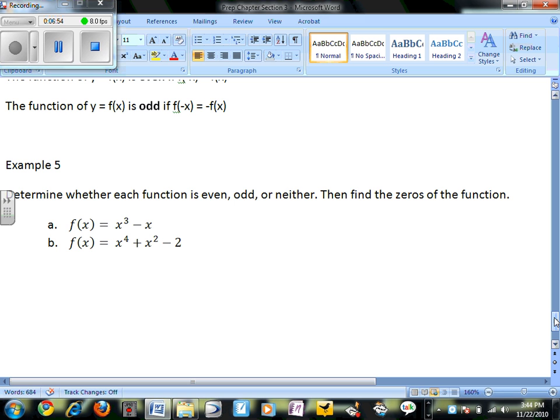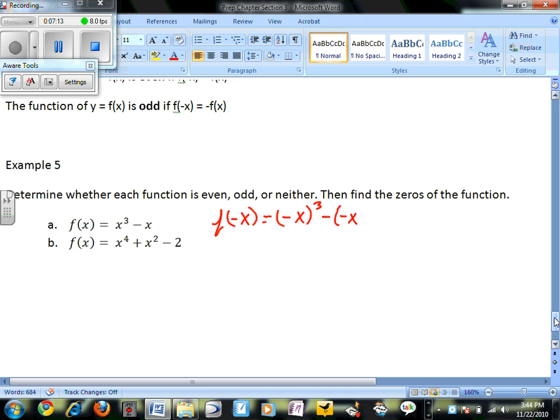All right. Well, to tell whether it's odd or even, we go ahead and we plug f of negative x in and see what we get. If I plug negative x in, so I have negative x cubed minus a negative x, we're going to have negative x cubed plus x. Did that change every single sign in the equation? Yes, it did. Therefore, f of x equal to x cubed minus x is an odd function because it changed every sign.